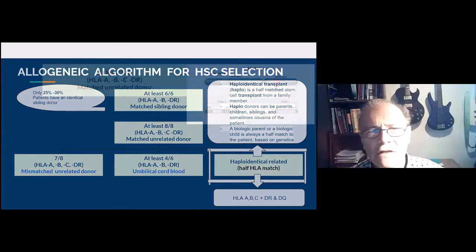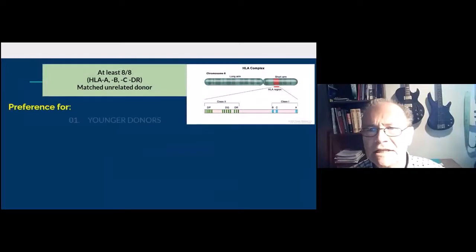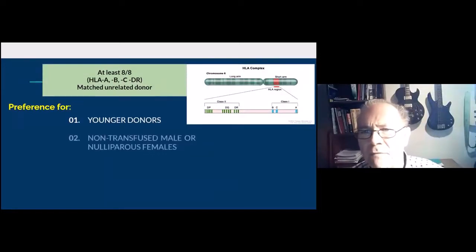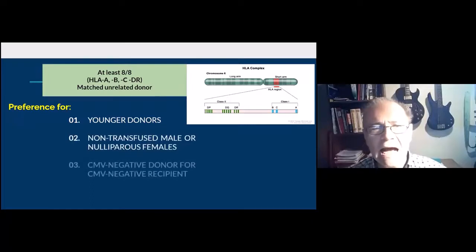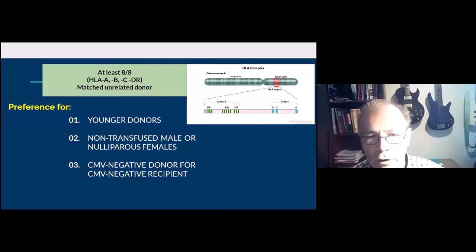Of course, remember the HLA complex is in the short arm of chromosome 6, and we need to know some preferences at the moment to choose or admit an unrelated donor. These are younger donors, non-transfused male or nulliparous females, and cytomegalovirus negative donor for cytomegalovirus negative recipient.